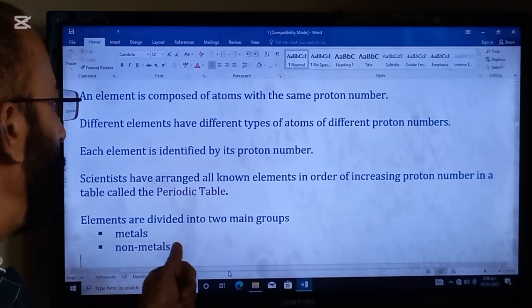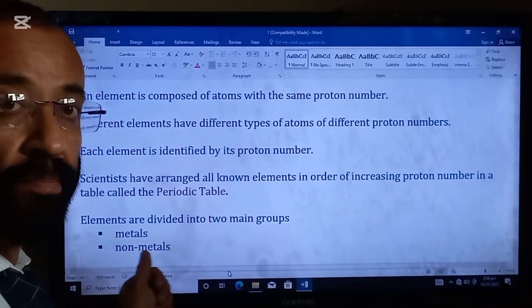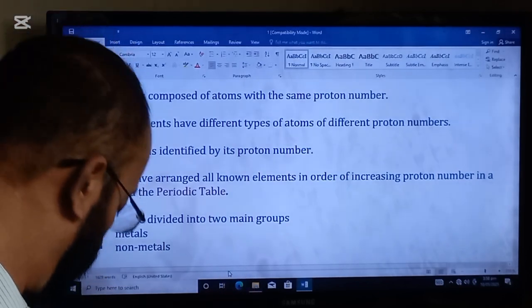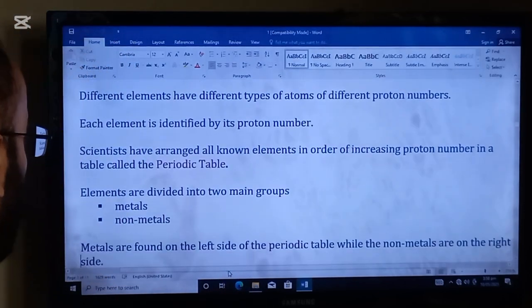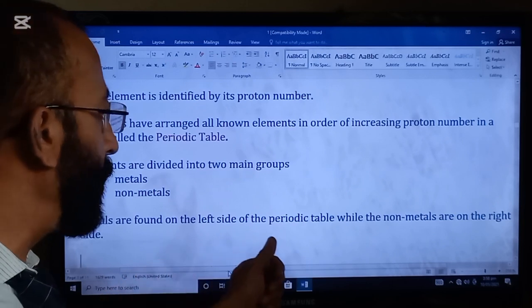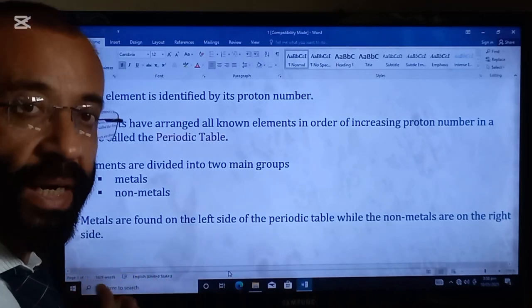Elements are divided into two main groups. First is metals, second is non-metals. Metals are found on the left side of the periodic table, while the non-metals are on the right side.